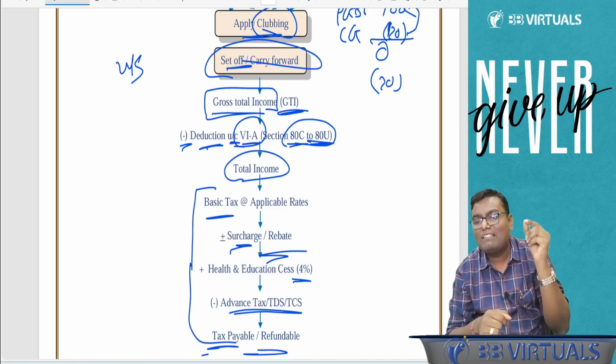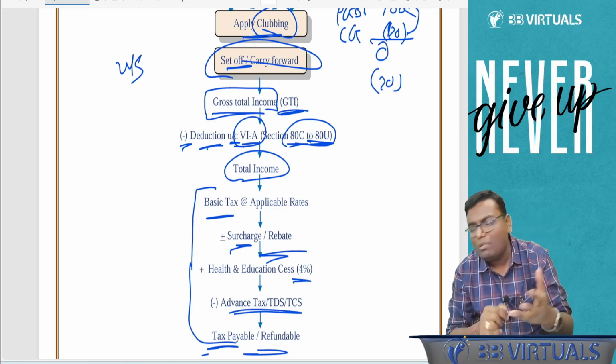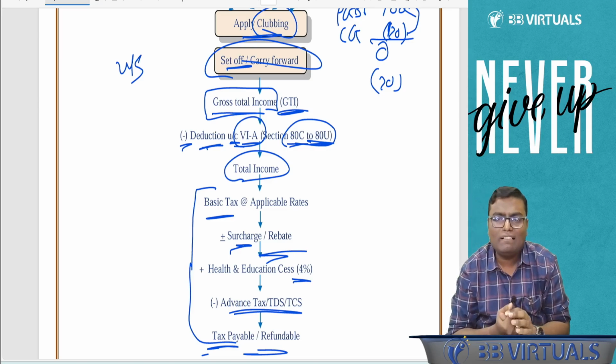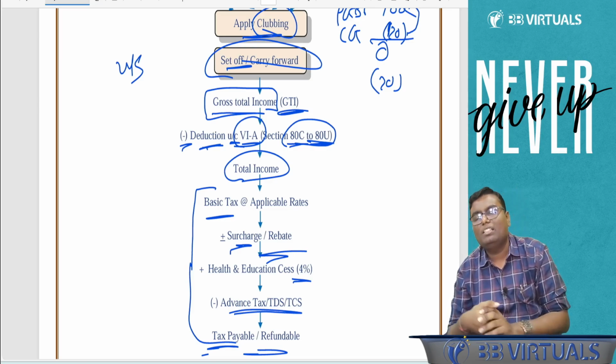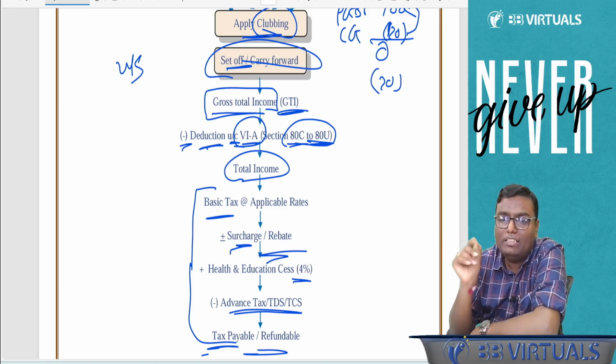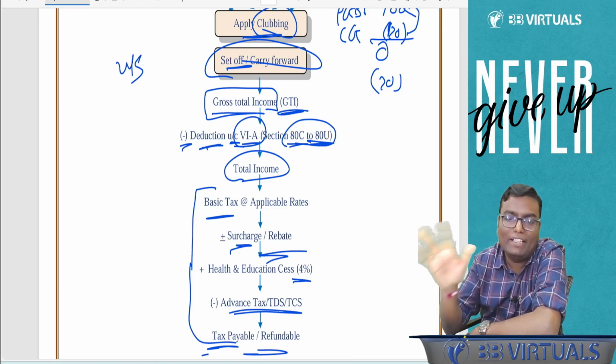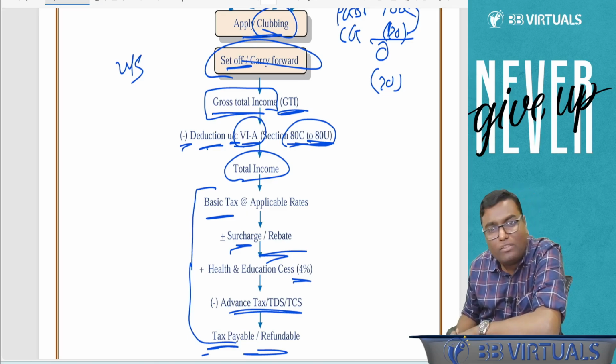Now let us start this Act. What is the name of this Act? Income Tax Act 1961. Tell me, what is there in the first section of any Act? What is written in section 1 of any Act? And don't tell me "section 1", I know that. I mean, what is written in section 1?